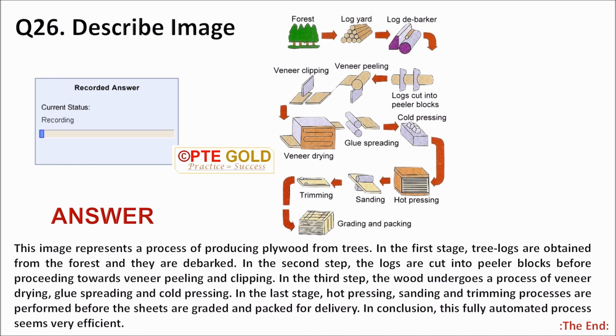This image represents a process of producing plywood from trees. In the first stage, tree logs are obtained from the forest and they are debarked. In the second step, the logs are cut into peeler blocks before proceeding towards veneer peeling and clipping. In the third step, the wood undergoes a process of veneer drying, glue spreading, and cold pressing.